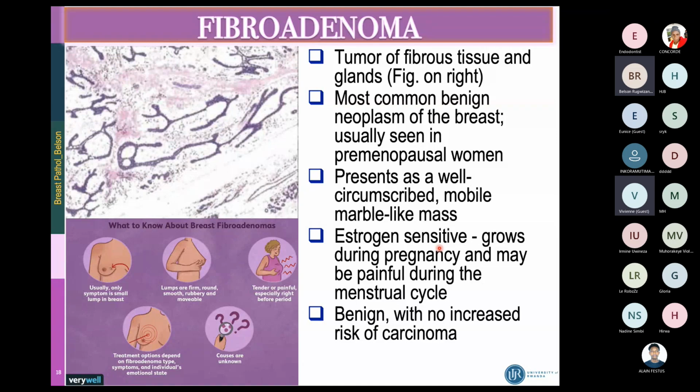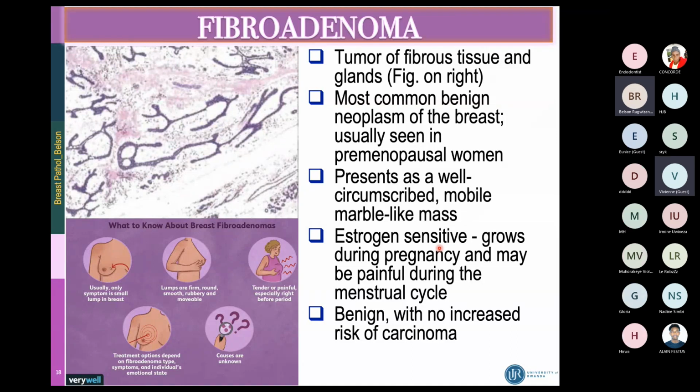So it is well circumscribed. When you palpate it, you feel that the mass is mobile, well circumscribed with a smooth surface. This is because it has a capsule. And this is different from the fibrocystic disease, which has irregular surface without a capsule.